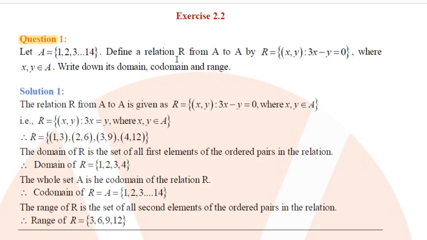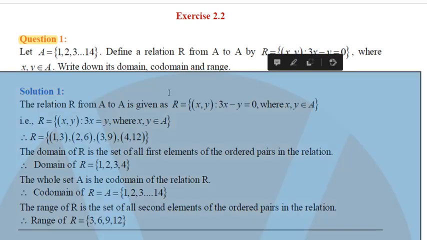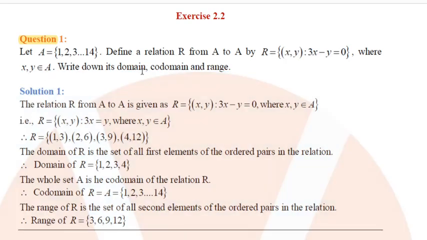Question number 1, exercise 2.2, class 11. Let the set be as given, and define a relation R from A to A by (x, y) such that 3x minus y equals 0. From here, you can write y equals 3x. Now what you need to do here is write down its domain, codomain and range.